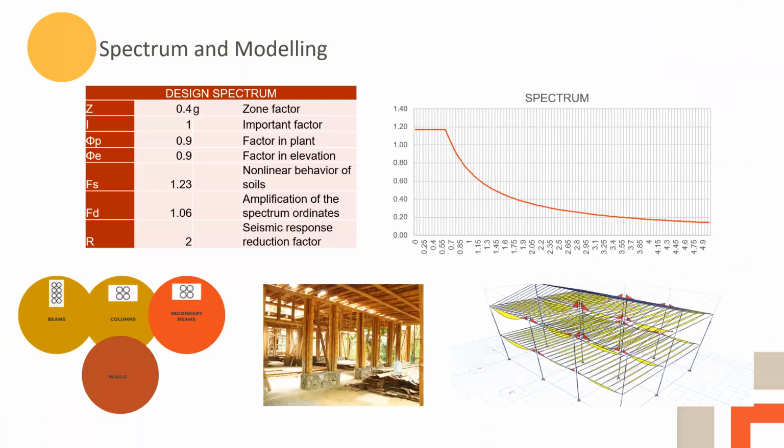And then for the modeling, the spectrum and modeling, we use the Ecuadorian codes. Then we check how many beams and columns we require. We have a prototype of the house, and then we started the modeling using a finite element program.